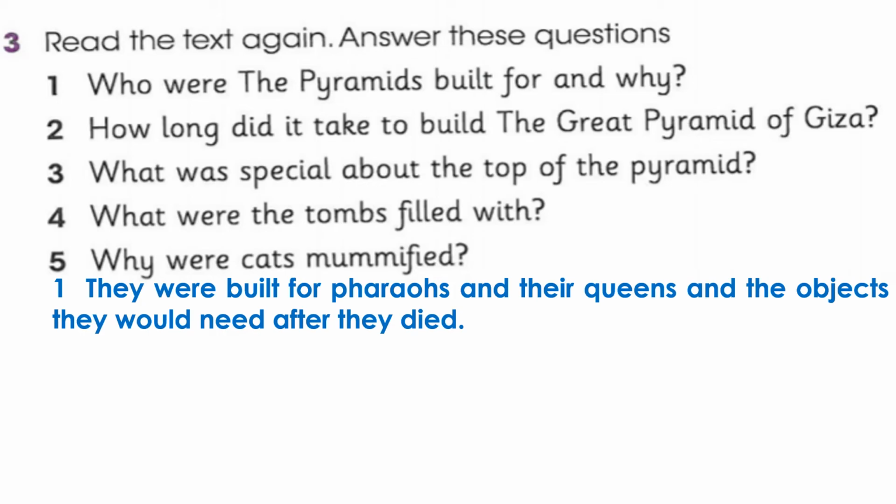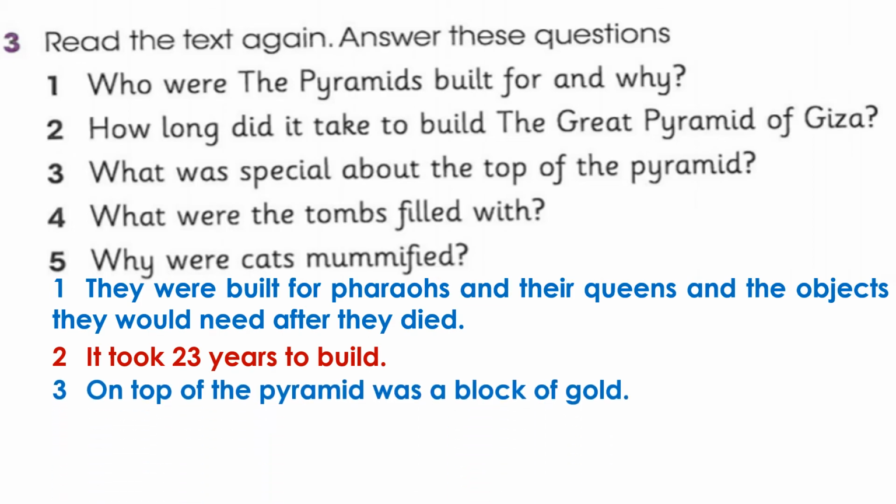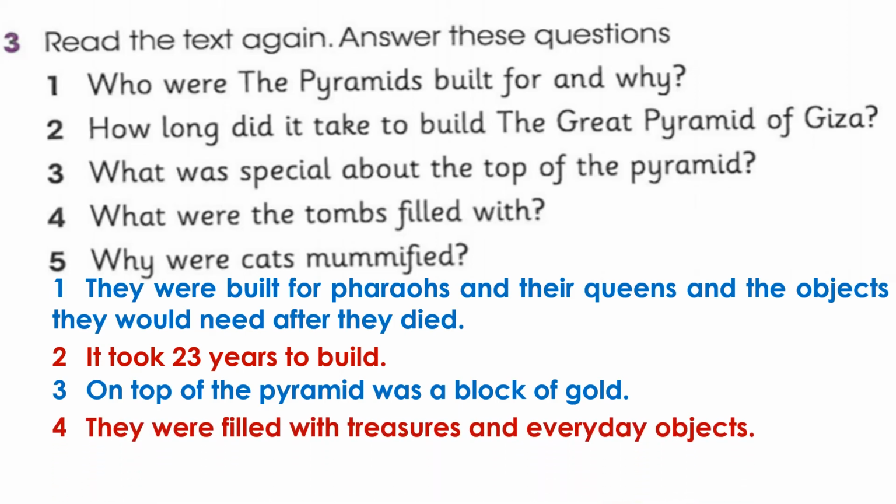How long did it take to build the Great Pyramid of Giza? Yes, it took 23 years to build. What was special about the top of the pyramid? Yes, on the top of the pyramid was a block of gold. What were the tombs filled with? Yeah, they were filled with treasures and everyday objects.